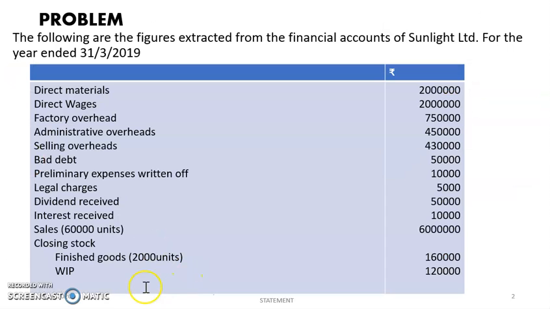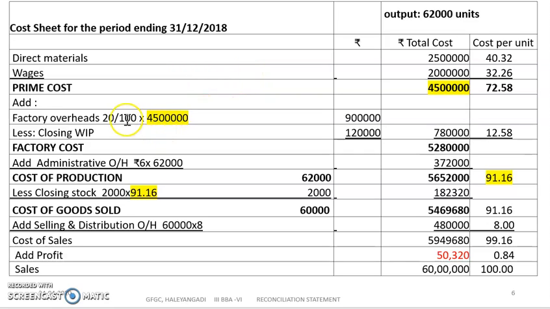There is a closing work in progress, see. Okay, closing work in progress 1,20,000. Now when the closing work in progress is given, then your adjustment goes like this: factory overheads, add opening work in progress less closing work in progress. Since the question has not given the opening work in progress, we directly deduct the closing work in progress. So deduct the closing work in progress from the factory overheads, and 7,80,000 is your final factory overheads. So your factory cost comes to 52,80,000.